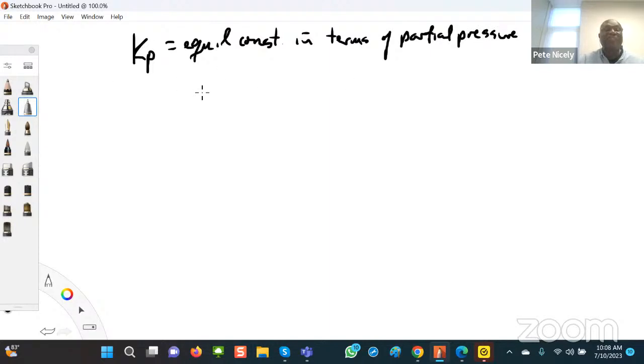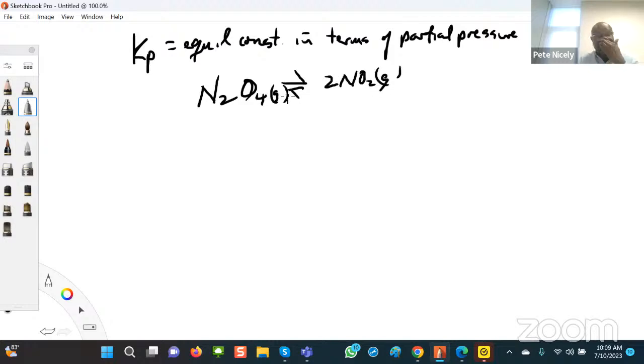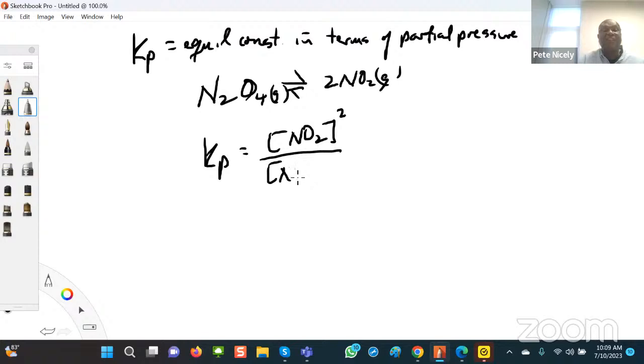I'm going to go back to the example I showed you before, N2O4 to form two NO2. This is totally gaseous. So if we're going to write down an expression for Kp, that would be equal to the concentration of NO2 squared divided by the concentration of N2O4.